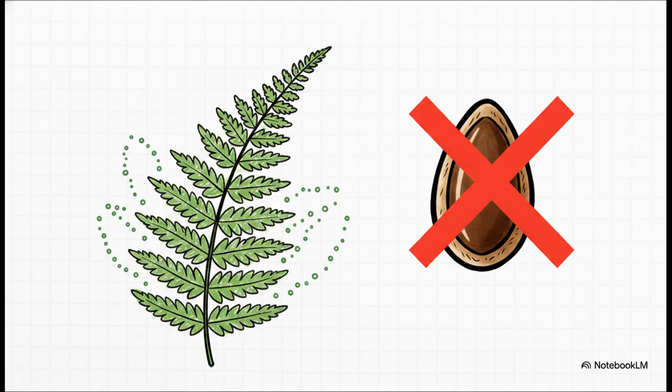All right, here's the answer. The crucial point to remember is that seedless plants absolutely do not use seeds. Instead, they reproduce using those tiny single-celled units called spores. And the classic example we've been talking about is the fern. If you nailed that, you've successfully grasped one of the biggest divides in all of plant biology.